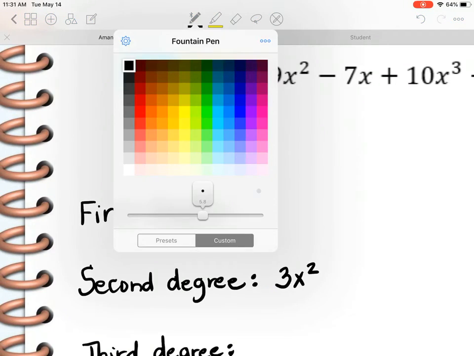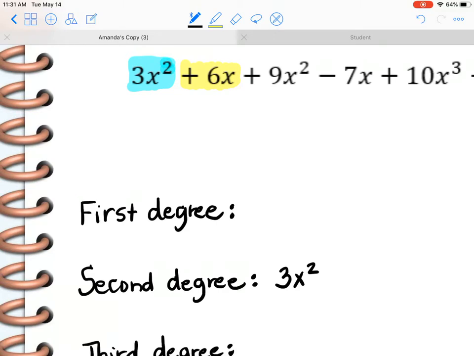Plus 6x. Well, that's only 1x, so that is a first degree term. You don't have to write the plus sign. Remember, if you don't see a sign, it's a plus anyway. So I'm just going to leave that off. The 9x to the second, that is a second degree term. So we're going to say plus 9x to the second.